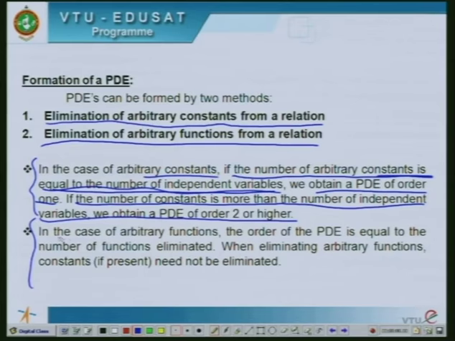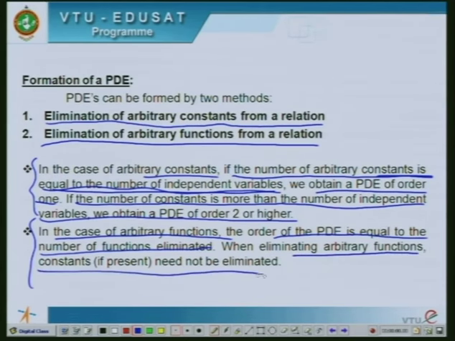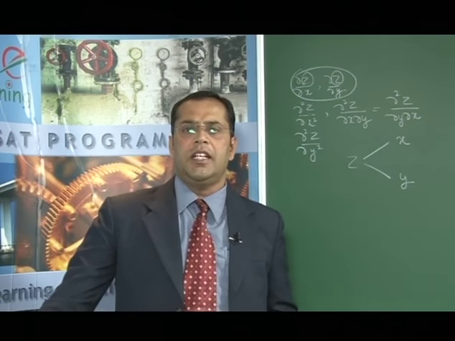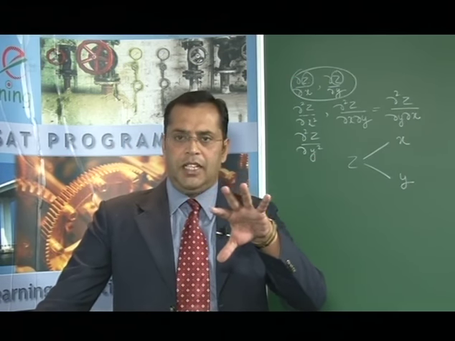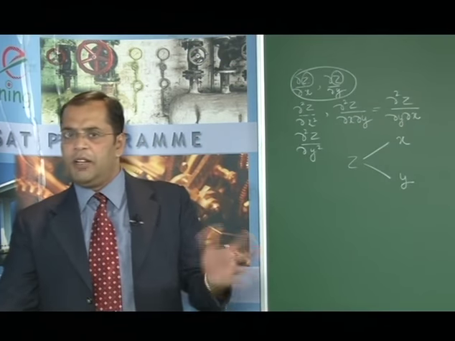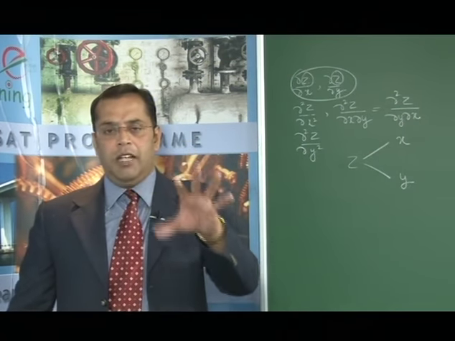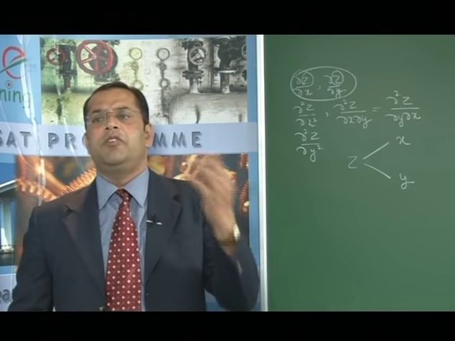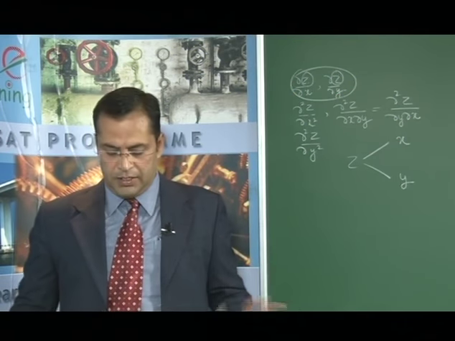But in the case of arbitrary functions, the order of the PDE is always equal to the number of arbitrary functions eliminated. But when eliminating arbitrary functions, constants, if present, need not be removed. That is to say, in the differentiation procedure, if the constants vanish, it is okay. Otherwise, if they do not vanish, they can remain in the equation as they are. The main aim when you eliminate arbitrary functions is to remove functions and not the constants.